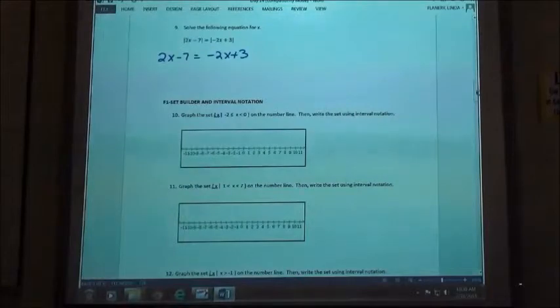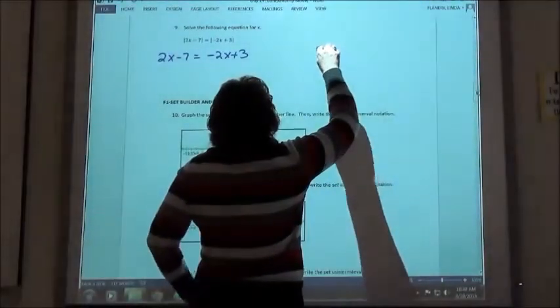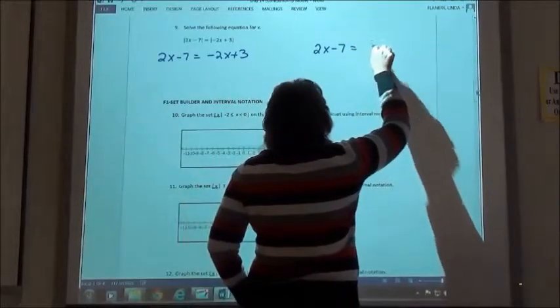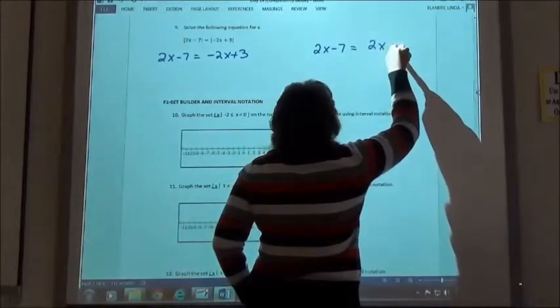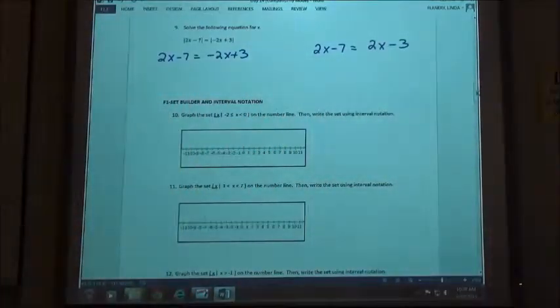So the first time we write it down, it has to stay exactly the same, just without the absolute values. The second one, we're going to have what? 2x minus 7 equals positive 2x plus negative 3. So minus 3. Instead of plus and negative, just minus 3. Yeah.